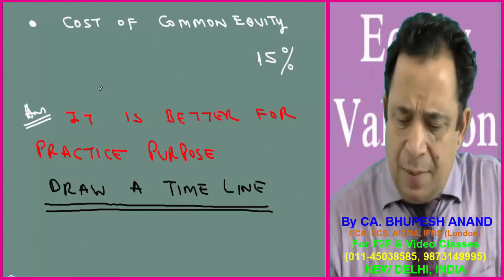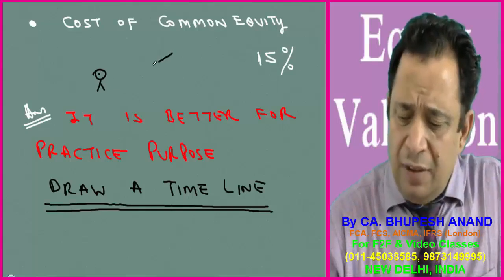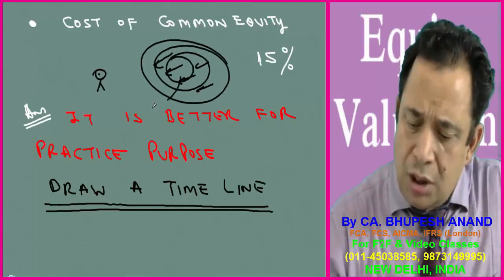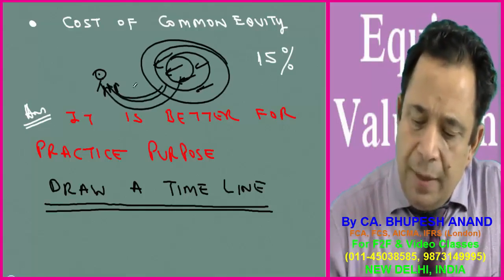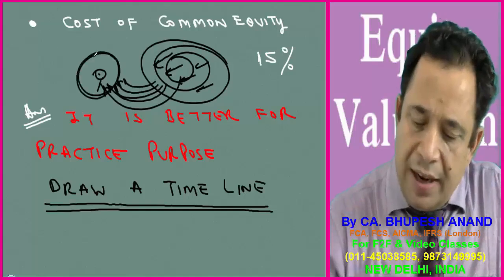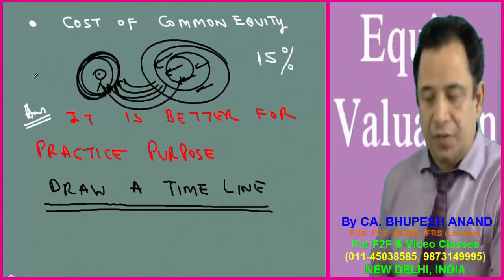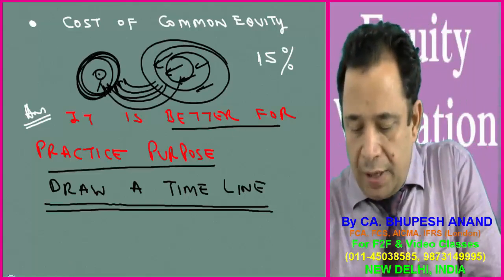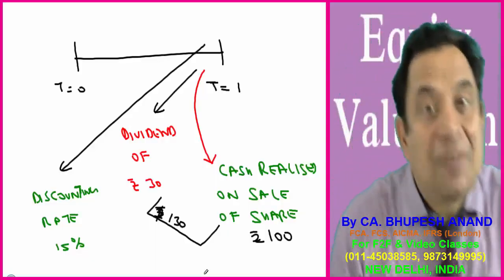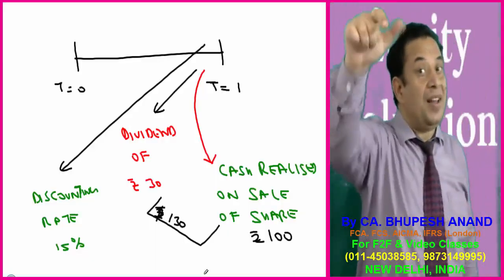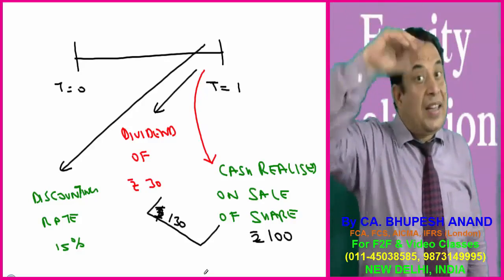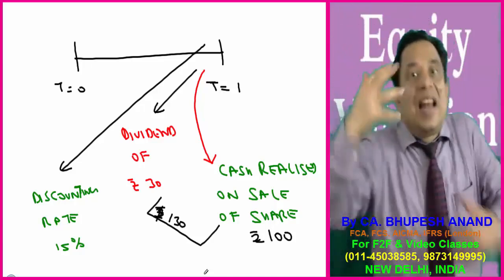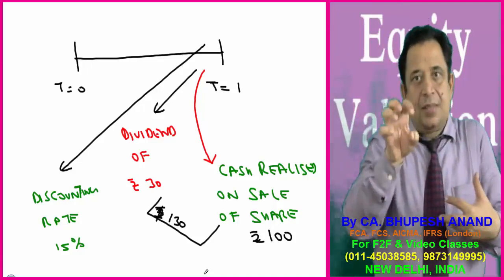So it means I am standing here and I will be getting something here, some here, some here. It means all future cash inflows will be discounted, and we will be calculating the value of equity at this particular point of time. So it is better to prepare a timeline. So I have prepared a timeline. So you also prepare a timeline. T0, T1. Now at T1 I will be getting two cash inflows. One is dividend and second is, if I sell that share, I will be getting some sale price from that.